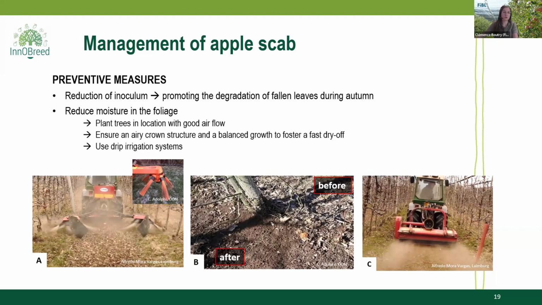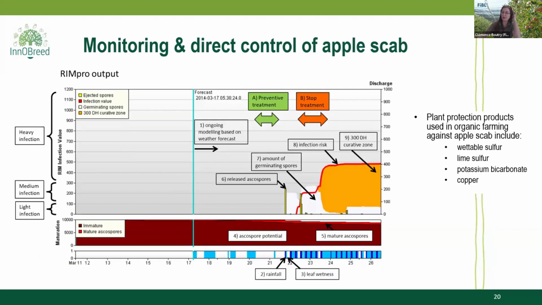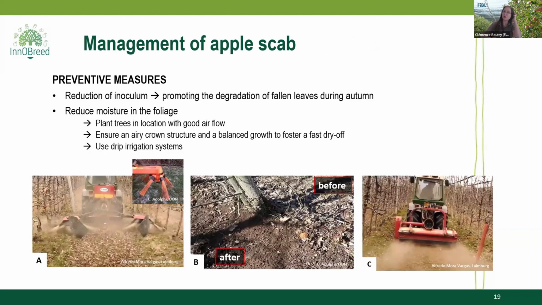And then to reduce moisture in the foliage, you have different approaches. You should plant your trees in a location with good airflow. This always helps so that the foliage dries quicker. And then with pruning, you can also help to have an airy crown structure, and you should also look with the fertilization that you have a balanced growth, not too much growth. And using drip irrigation versus sprinklers also helps to reduce the moisture in the foliage.